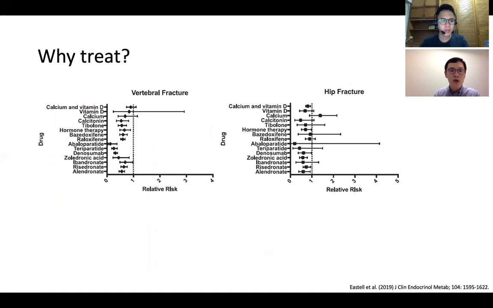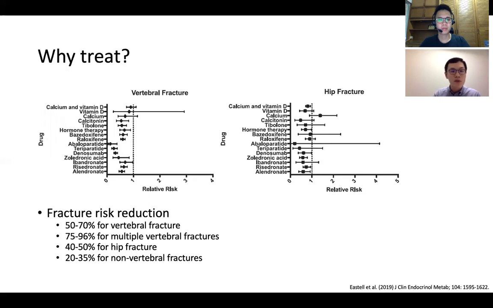This slide basically shows that most of the agents we utilize in the treatment of osteoporosis are beneficial in reducing both vertebral and hip fractures. The fracture risk reduction is a lot more for vertebral fractures, but you can roughly quote a 30 to 50% risk reduction for fractures across the board if they are on any form of these medical therapy agents.